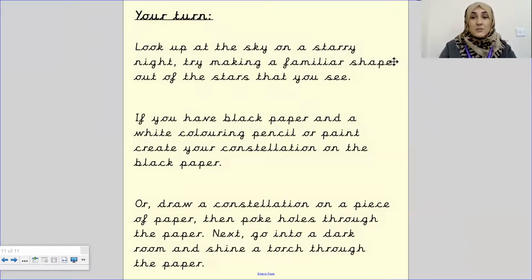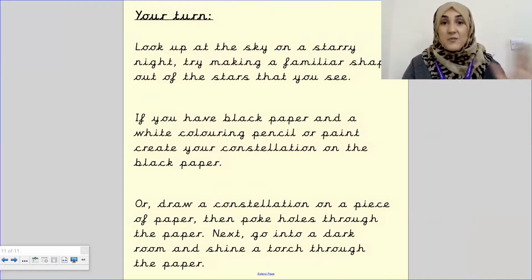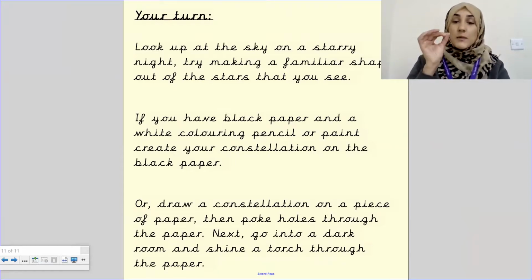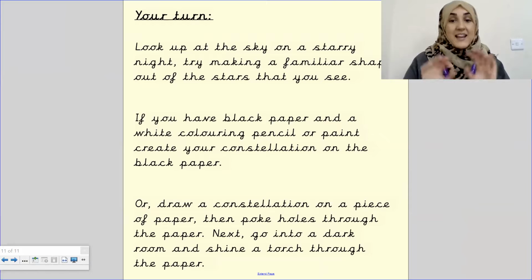So there's a few things that you need to do. 1, look up at the sky on a starry night and try making a familiar shape out of the stars that you see. See if you can recognise any of the 4 constellations that we have gone through in the Northern Hemisphere. Secondly, this is only if you have black paper and a white colouring pencil or white paint, using a cotton bud on your black piece of paper, create a constellation for the white colouring pencil or paint to represent the stars, and then you can join them together.